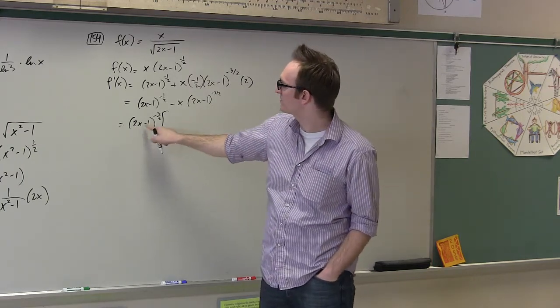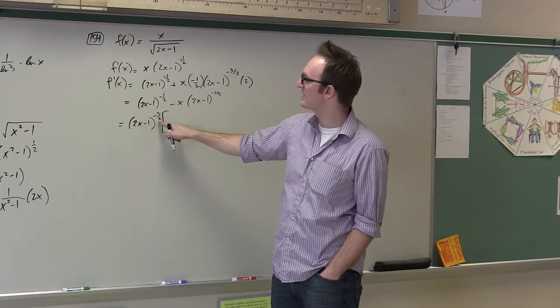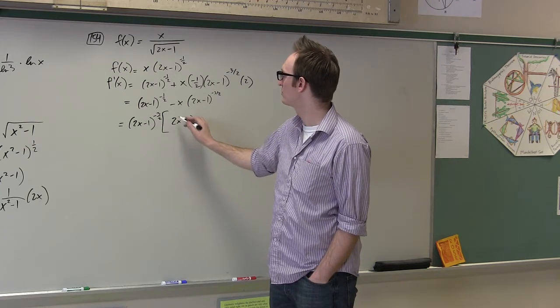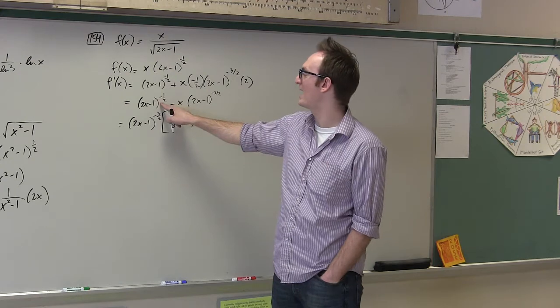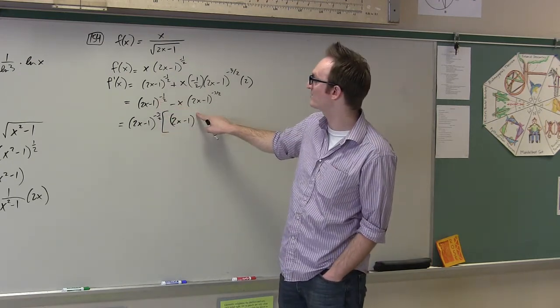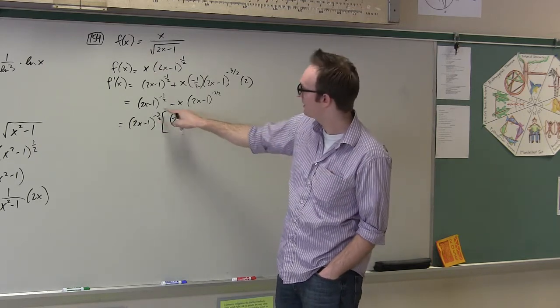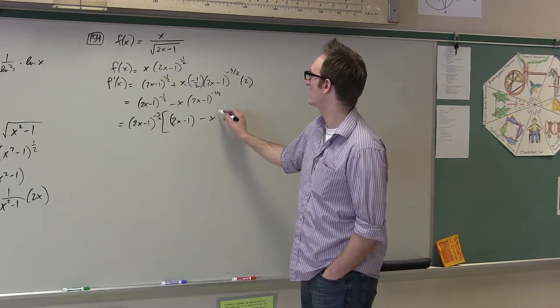So 2x minus 1 to the negative 3 halves times 2x minus 1 to the what is going to give me 2x minus 1 to the negative 1 half? Well, that has to be a 1, because when you multiply, you add exponents. So something to the negative 3 halves times something to the 1 is something to the negative 1 half. And then this is just minus x.